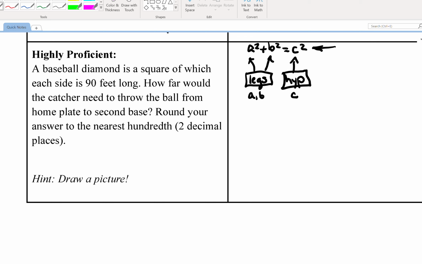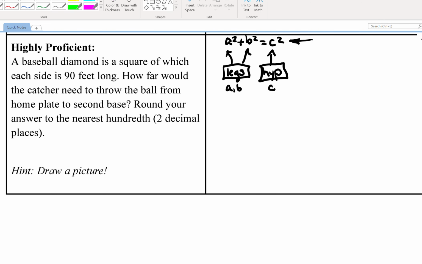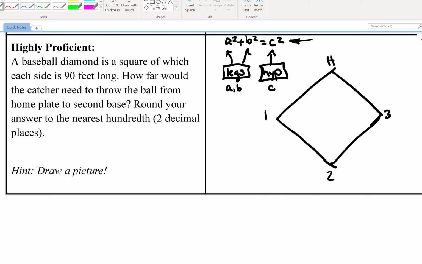In this problem, we're talking about a baseball diamond. It says it's a square of which each side is 90 feet long. It's really helpful when you have a word problem like this to draw a picture. So there's the baseball diamond. This would be home, first, second, third. Just for reference, the pitcher would stand in the middle. Each of these is 90 feet, so 90 feet on each side.